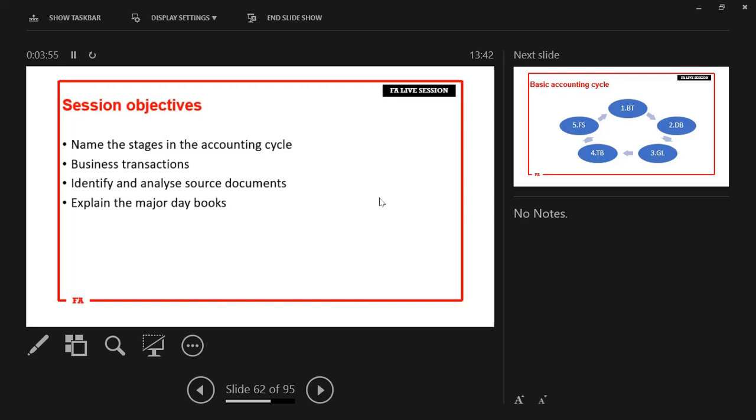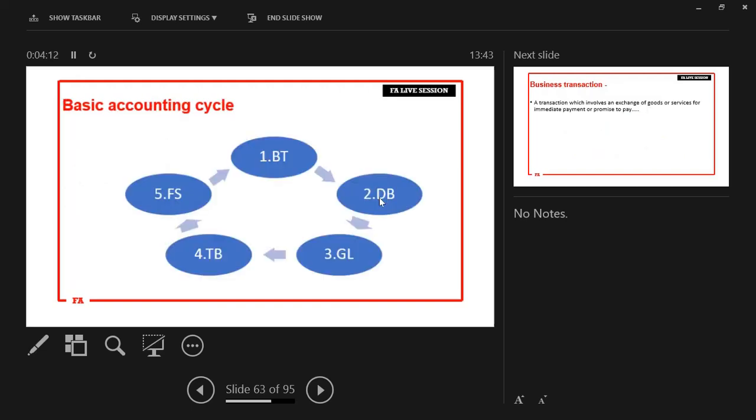So let us proceed and focus here. There's something wrong here already. Maybe I need to tie this. We're going to look at the accounting cycle. If you can see something, I think it's time to write. The basic accounting cycle. So where do you start from?